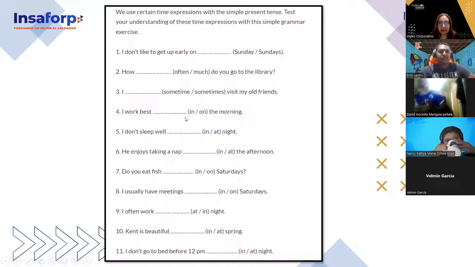Number four. I work best in the morning. Exactly. I work best in the morning. Right? Si yo voy a mencionar mañana, tarde o la tarde noche, in es la preposición que quiero usar. In the morning, in the afternoon, in the evening. La única excepción es la noche. Para mencionar la noche es at night. In the morning, in the afternoon, in the evening, at night. All right? Vamos entonces con la número 5. I don't sleep well at night. Perfect. He enjoys taking a nap. Él disfruta tomar una siesta. He enjoys taking a nap.